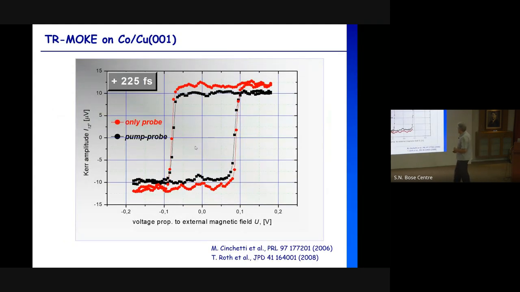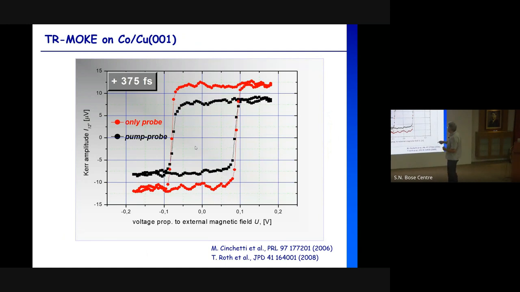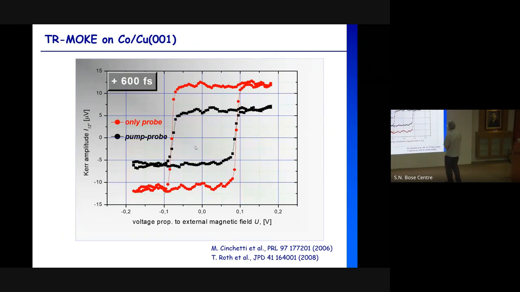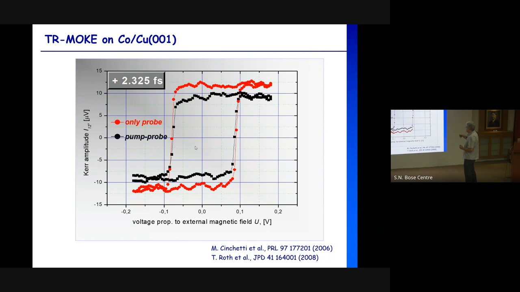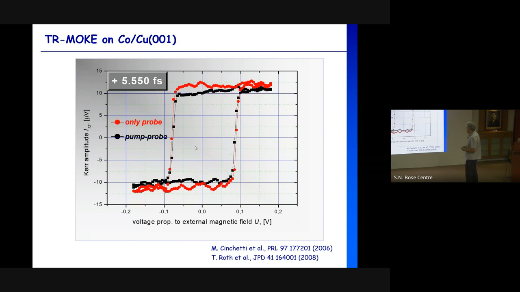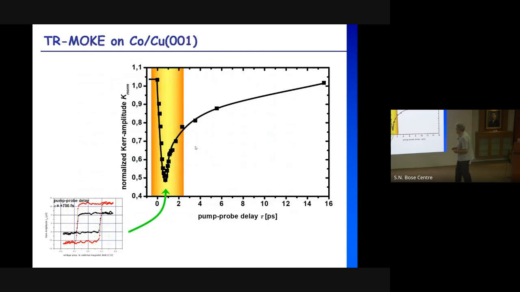Here you see typical time-resolved measurements, the whole hysteresis. You see the height of the hysteresis changes. That's the net magnetization of the system that we measure. Then it relaxes on a picosecond time scale back to equilibrium, so that we can really use this as a reversible process. What we do is just plot the height of the hysteresis. That means in the normal case, we do not take the whole hysteresis, we just make a measurement here, a measurement here, and plot the difference.